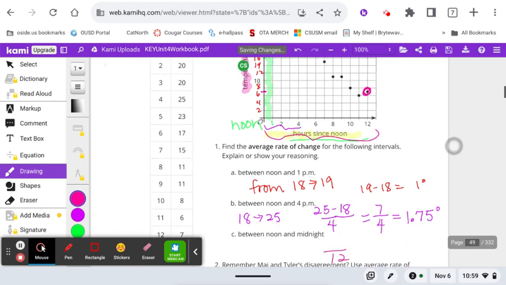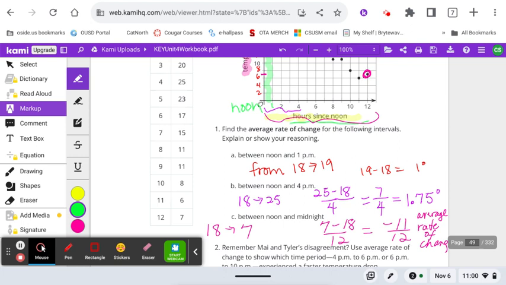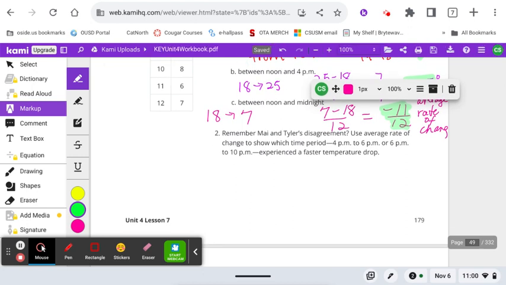And so if we're going down from 18 to 7, this time when we subtract, we're getting a negative rate of change or slope because it went down. So 1 degree, 1.75 positive degrees, and then negative 11/12 degrees. Could you divide that and get something like negative 0.9? Yes. Remember Mai and Tyler's disagreement? Use the average rate of change to show the time and period.